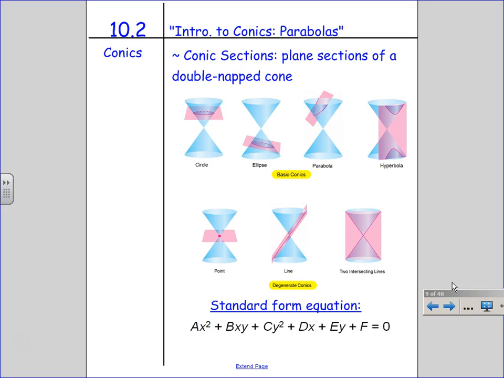But then we have these degenerate guys. And these degenerates, do they have any curves in them whatsoever? A point? No. A line? No. Intersecting lines? No. So basic conics all involve some sort of curvature, but degenerates have no curvature. But it's still slicing, just slicing in a weird way. If you slice straight through, you only get a point. If you slice along one side, you only get a line. And if you slice away from the middle, you'll get the basic conics, but directly down the middle, you'll get intersecting lines.